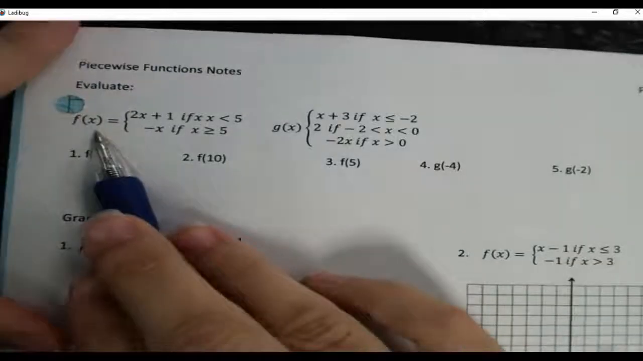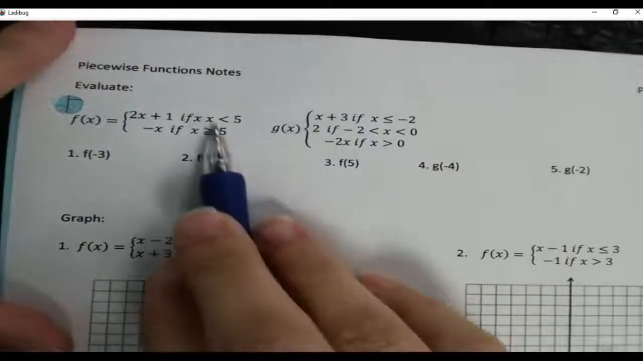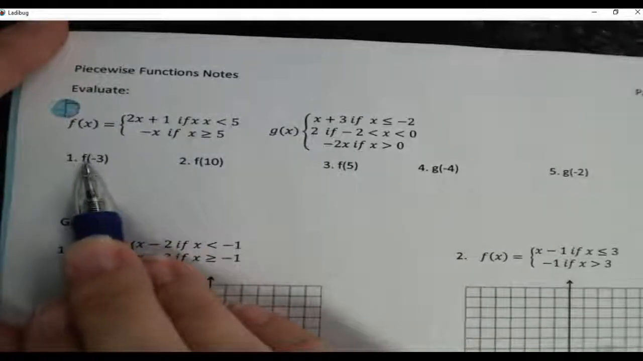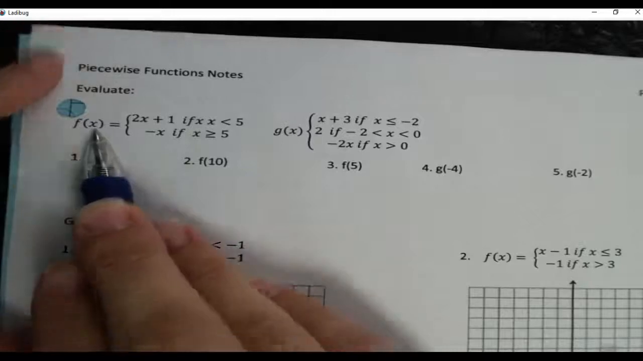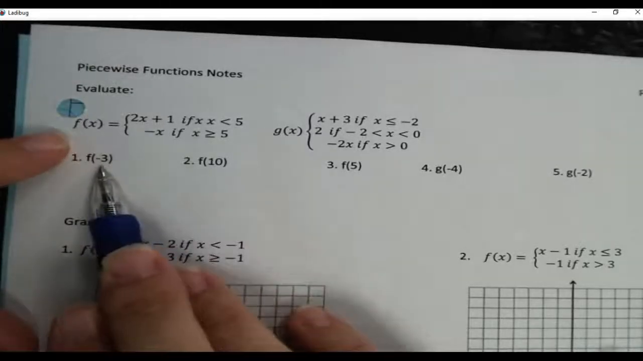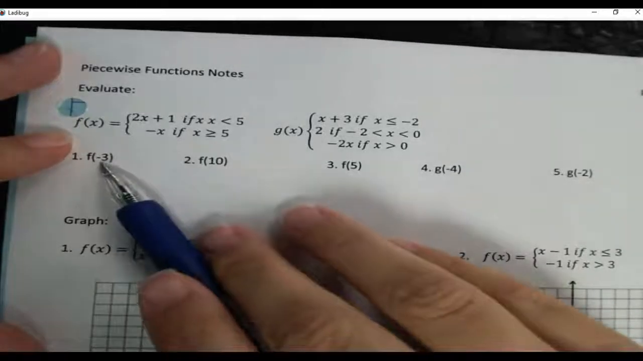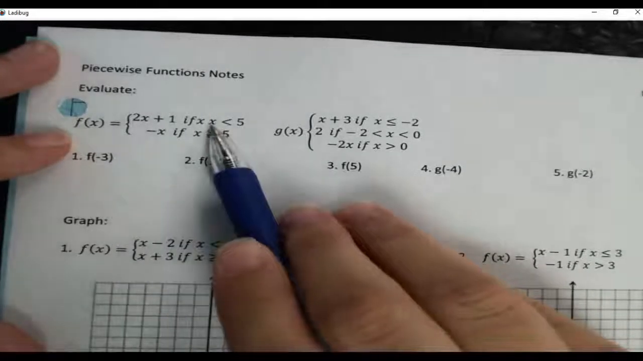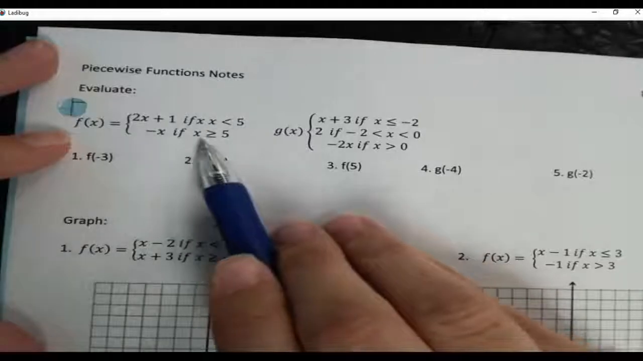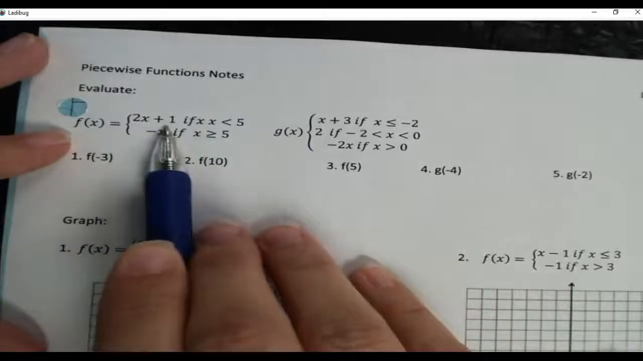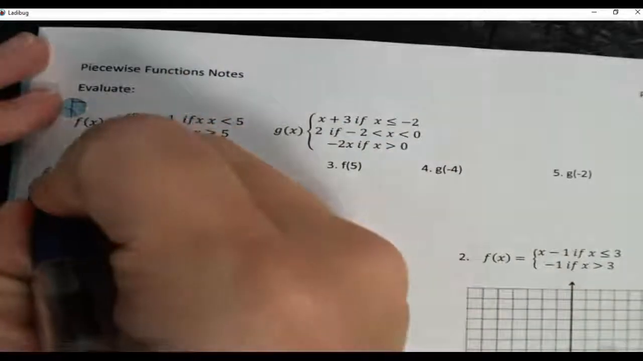So if we look at this, we've got f and we've got g. And f has two different equations. G has 3. So if we look at number 1, we want to find f of negative 3. So I'm just looking at f, and I want negative 3. So you have to decide which equation you want to plug into based off of the inequalities. So if I look at negative 3, is negative 3 less than 5, or is negative 3 greater than 5? Less than 5. So then we're plugging it into the top function.